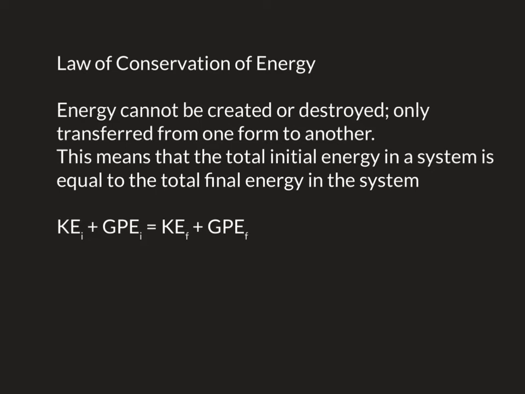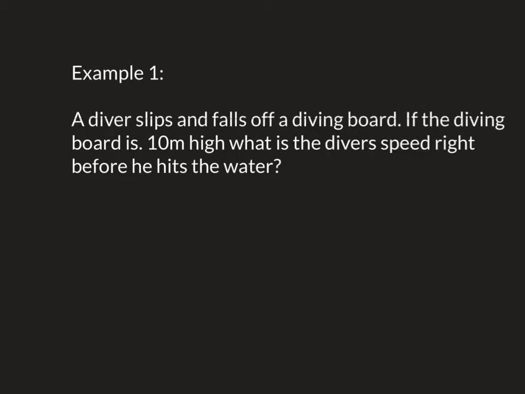So to find the amount of energy at different parts, you've got your kinetic initial and gravitational potential initial. Add those together. That's equal to the kinetic and gravitational potential added together for final. So let's look at example 1.